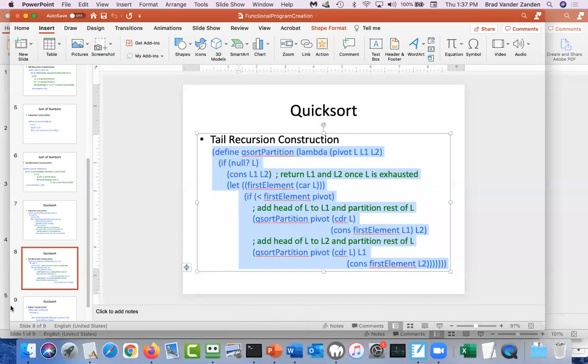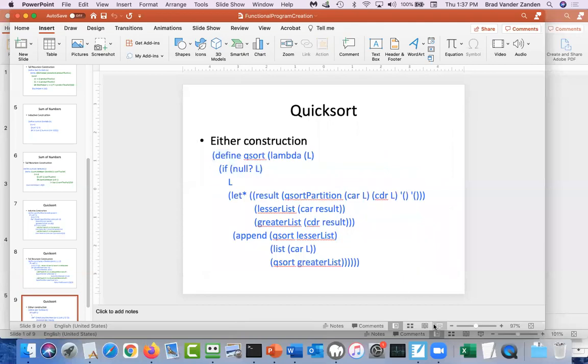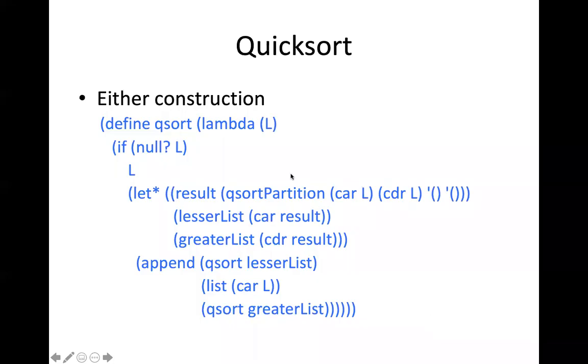And then to put it all together, it actually doesn't matter for the final result which version we use. Here I've used the tail recursive version. So I define qsort. If it's null, so if I'm given an empty list, I simply return an empty list. Otherwise, I do exactly what I told you. I partition the list into 2 pieces, and the car of the list will be the pivot.